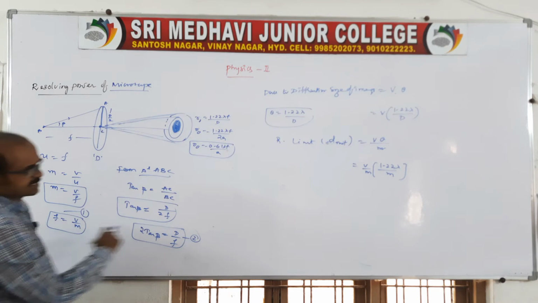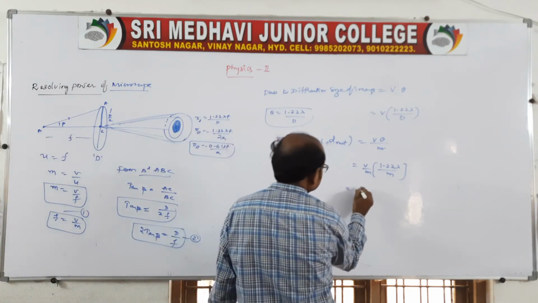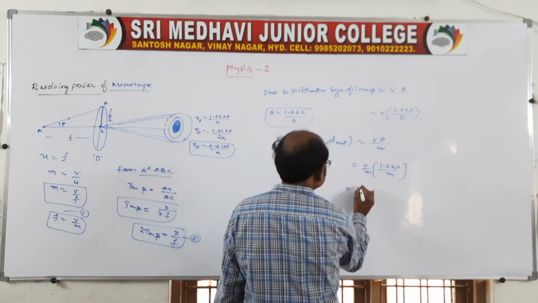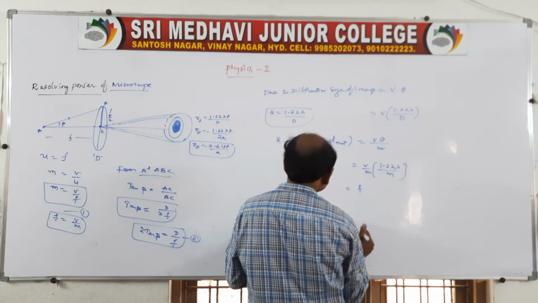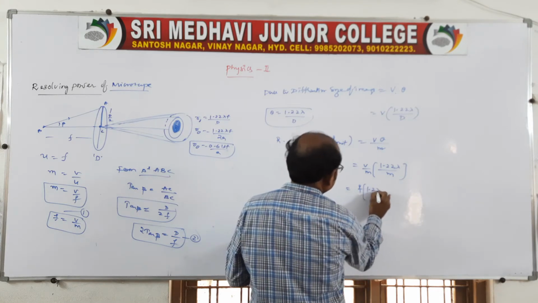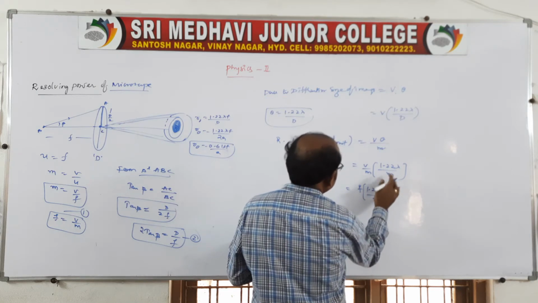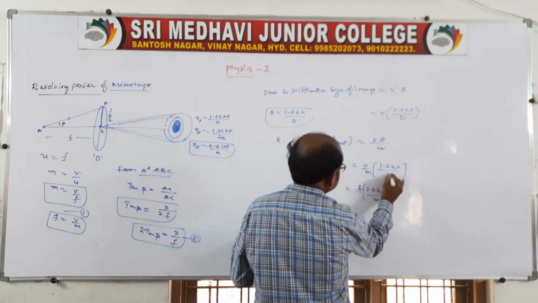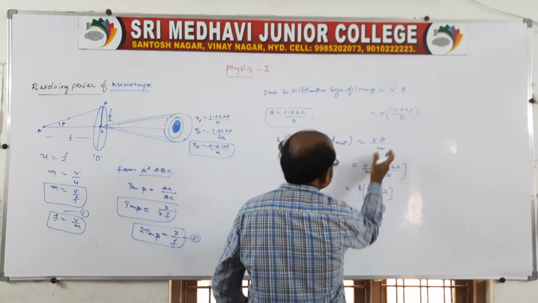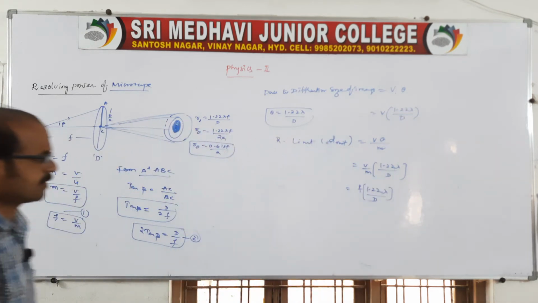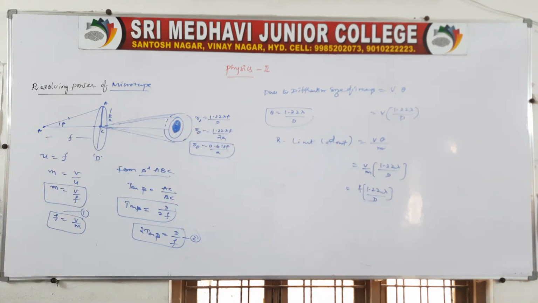So this you write here, therefore F is equal to 1.22 lambda F by m, sorry to say it is d, here you write d, because it is 1.22 lambda by d. It is what it is, a resolving limit.